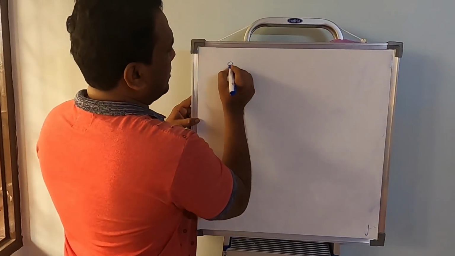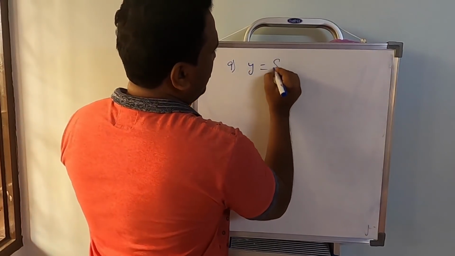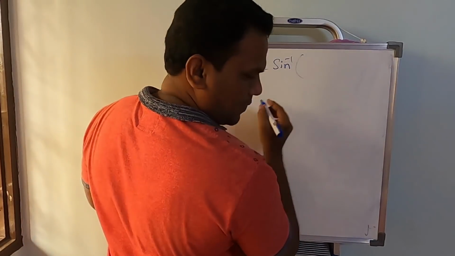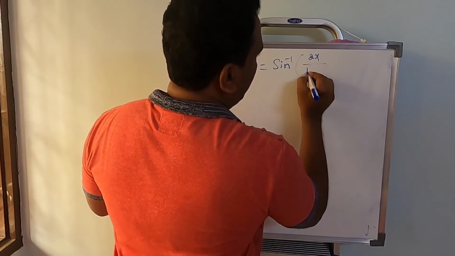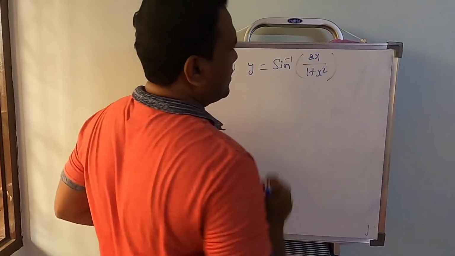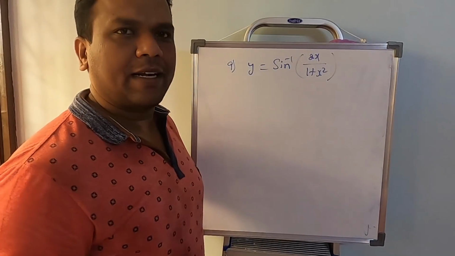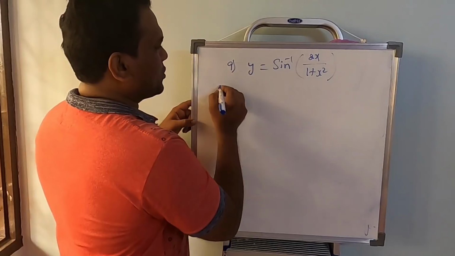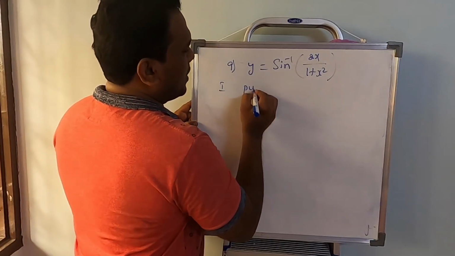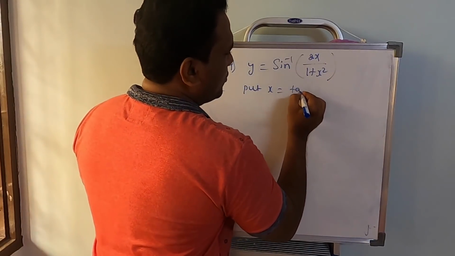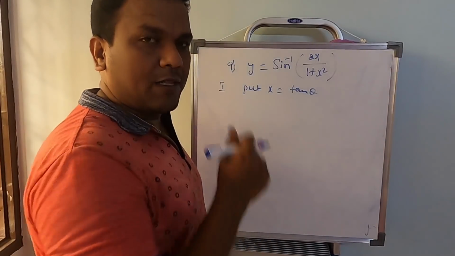Problem number 9. y is equal to sine inverse of 2x by 1 plus x square. There are two methods of solving this. One is to start differentiating directly by using a suitable substitution. So let me explain the first method. I am going to put x equal to tan theta. I have already explained this in the previous class.